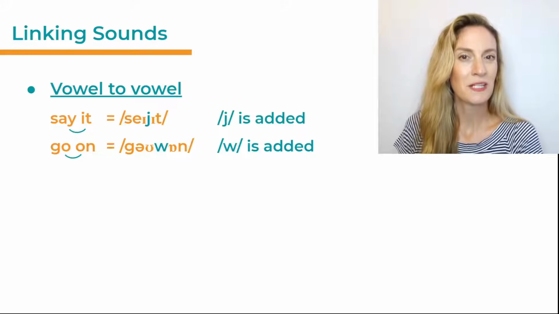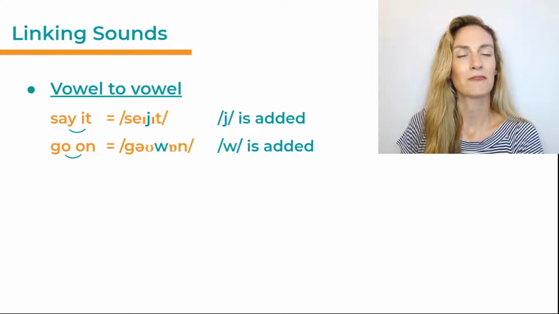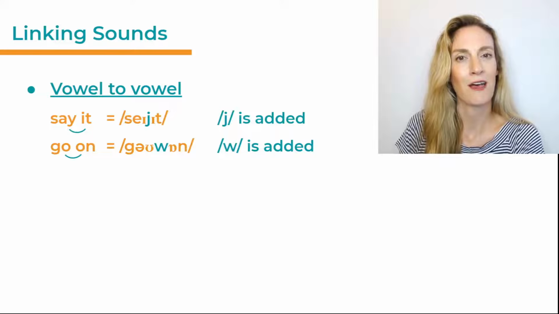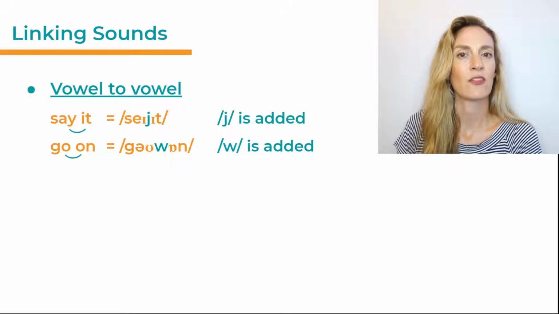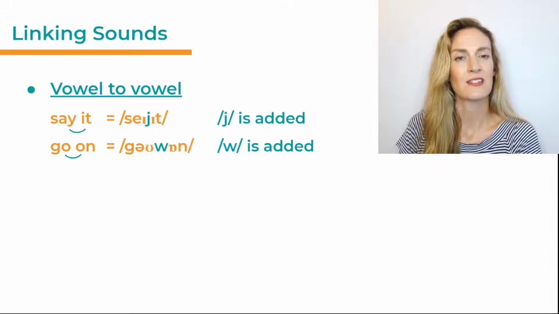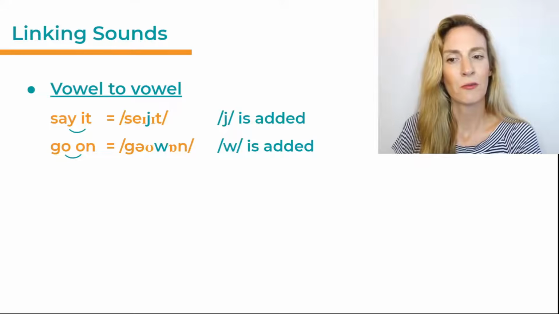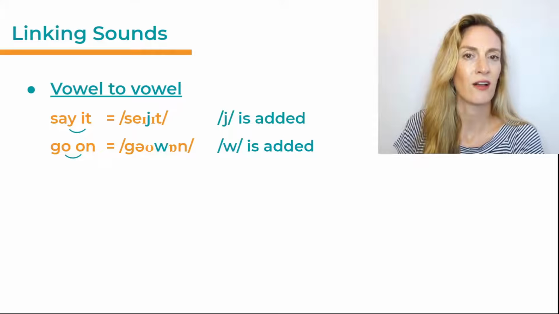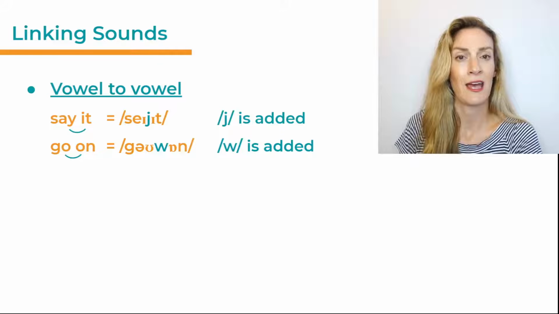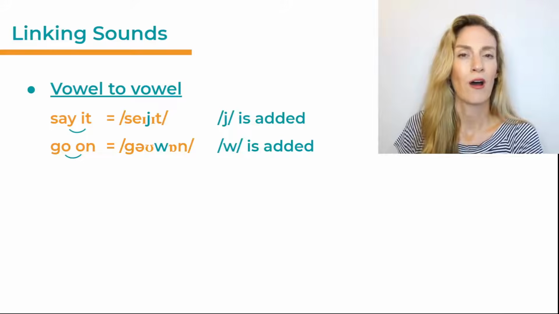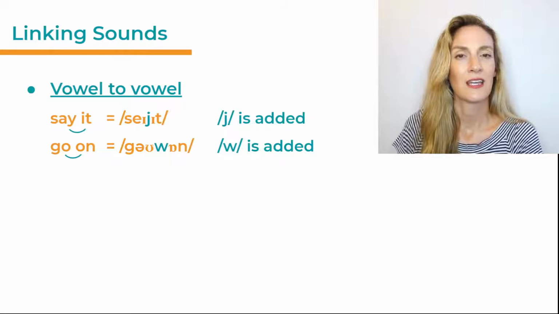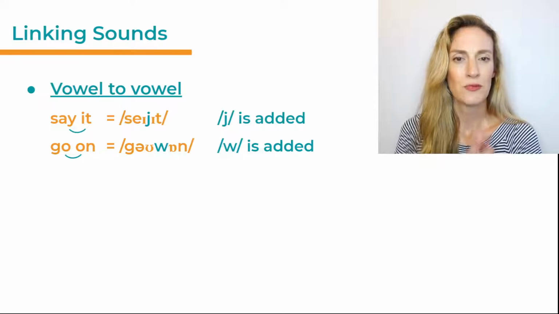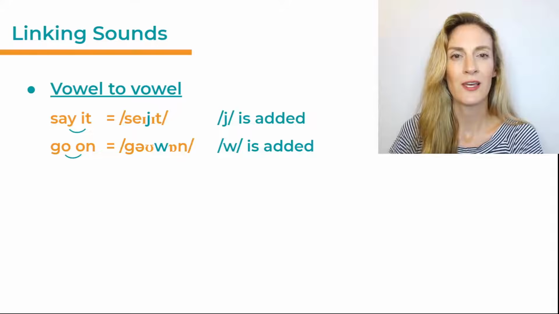But I also told you that we sometimes use w to link from vowel to vowel sound, and here is another example. Go on. Go ends in the diphthong o, and on starts with a. And so here from our vowel o to our next vowel a w is added. So go on becomes go-w-on. And remember, w is formed by a movement of both our lips.